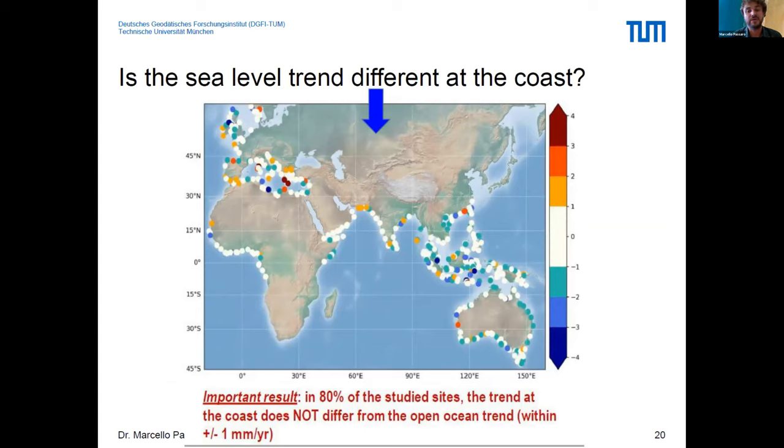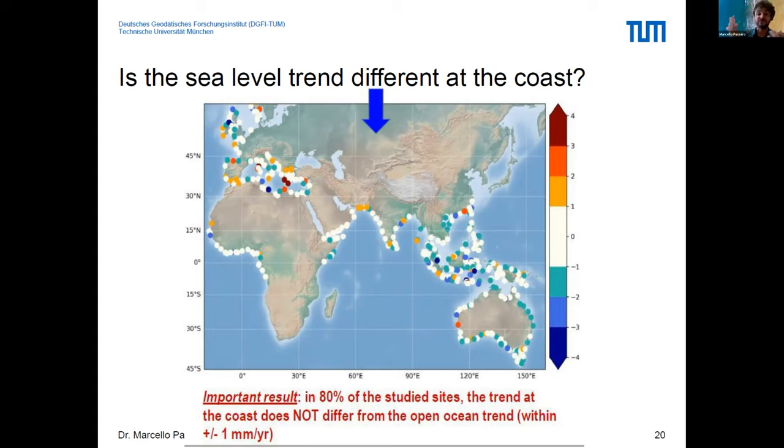And when you then start comparing what happens as close as possible to the beach with respect to 15 kilometers away, we had this important result, in which we were trying to give an answer to whether the sea level trend in the altimetry era, so in the last 25 years, would be different at the coast with respect to just farther away. And in 80% of the studied sites, this was not the case, at least within plus or minus 1 millimeter per year, which is an important result because imagine that you have predictions of sea level trend done by modeling, then you can say, well, despite my model having this particular grid size, I can take for granted that this is also, at least over 2 decades, the sea level trend that I will see right at the coast.